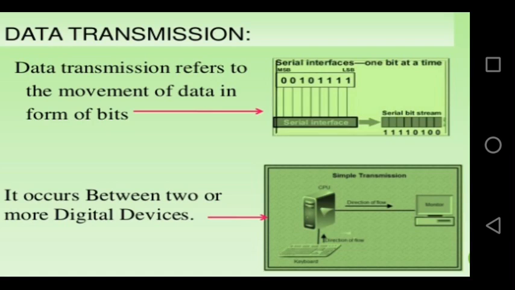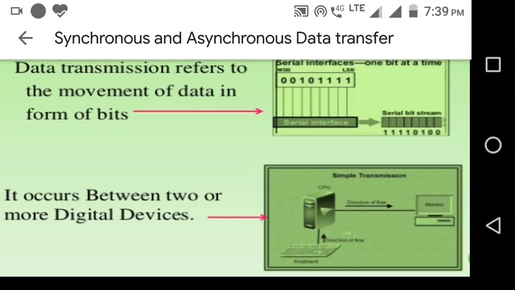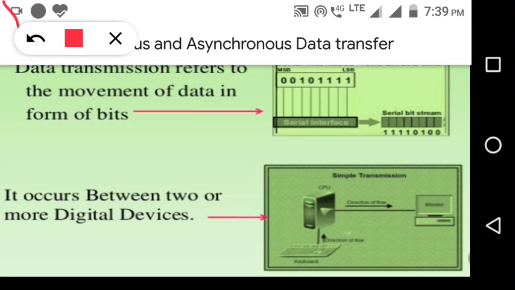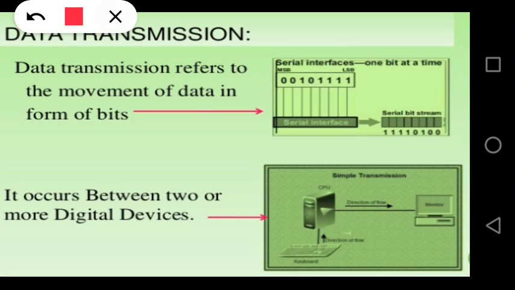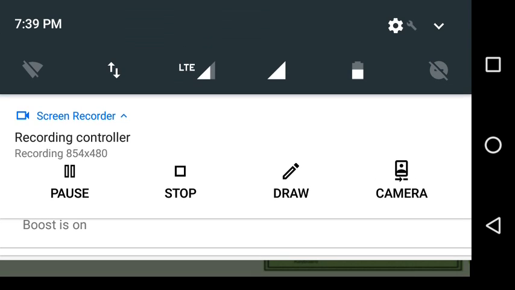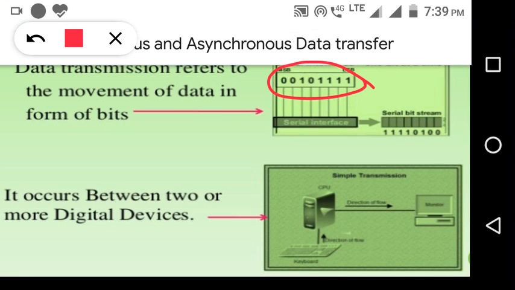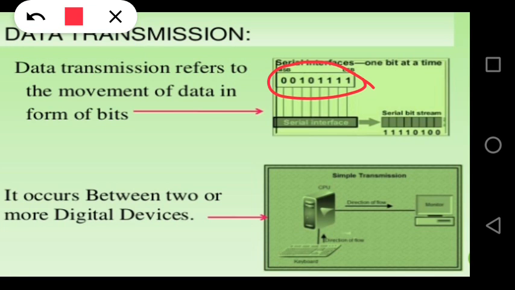Before going to data transfer, we will see how data transmission happens. What does data transmission mean? It refers to the movement of data in the form of bits. So data has to be transferred in the form of bits. It occurs between two or more digital devices.